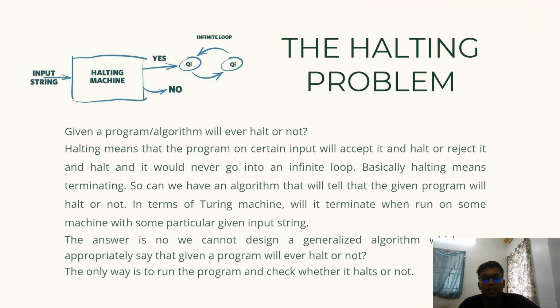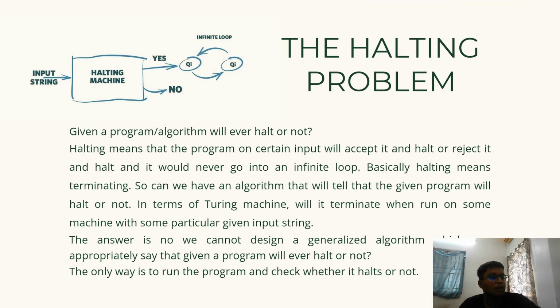Now, let's see about the halting problem. The halting problem is one of the major problems that was come across when the Turing machine was initially theorized. Given a program or algorithm, will it ever halt or not? This is the halting problem. Halting means that the program on a certain input will accept it and halt, or reject it and halt, and it would never go into an infinite loop.